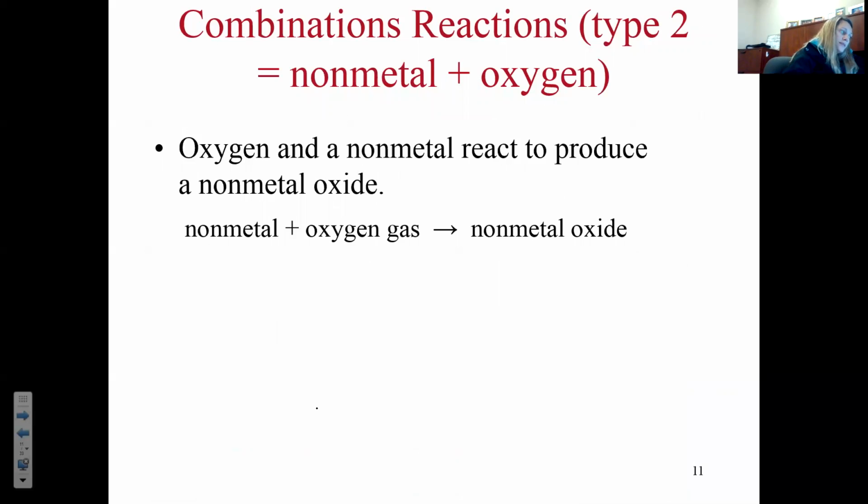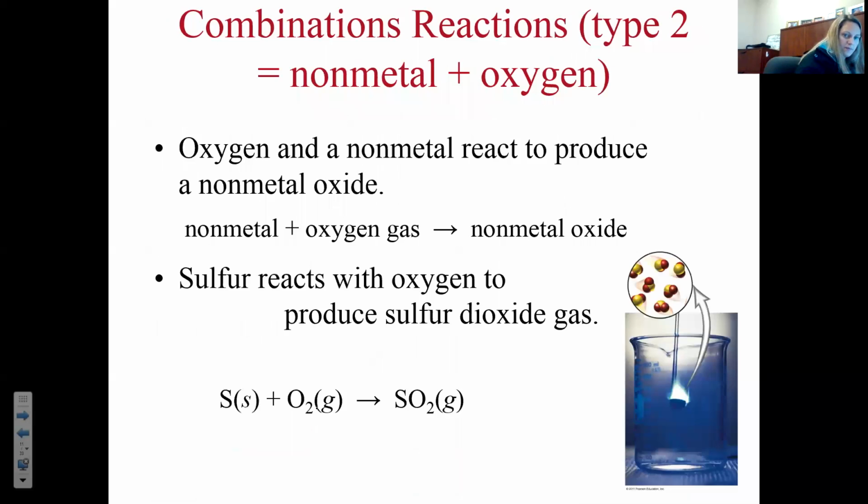Okay, same thing goes with a combination reaction where you have a non-metal and oxygen. Most of the time they're going to create a non-metal oxide. So in this case we have sulfur and oxygen. Sulfur we know is a non-metal, and oxygen is also a gas, and so we get the non-metal oxide.